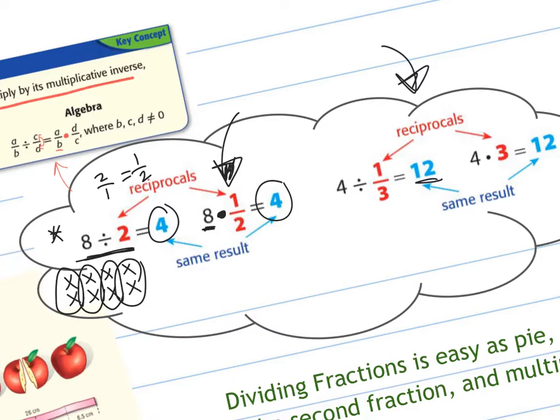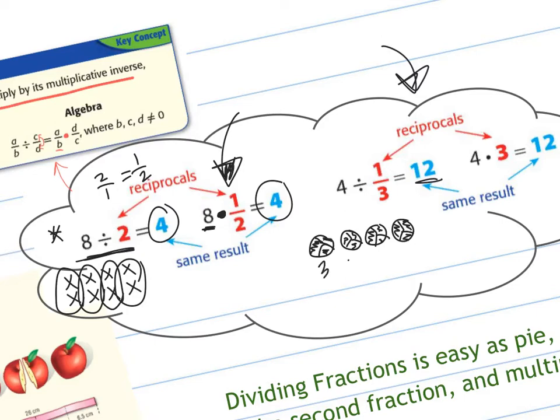So if I have 4 circles and I'm dividing them into groups of 1/3, so that's going to be a group, that's going to be a group, that's going to be a group. And then I'm dividing my circles into thirds, and here's another group, here's another group, and then here's a group, 1/3, 1/3, 1/3.